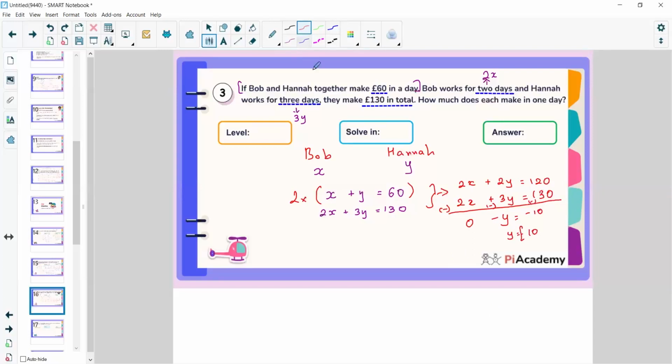So how much does Hannah earn? Hannah earns 10 pounds. So if Hannah earns 10 pounds, x plus y is 60. How much does Bob earn? Bob would earn 60 minus 10, which is 50 pounds. Right? So the correct answers are 50 pounds and 10 pounds. Now this was pretty simple with the simple equation. So it's a medium level problem. You guys are expected to solve it in 1 minute, 30 seconds.